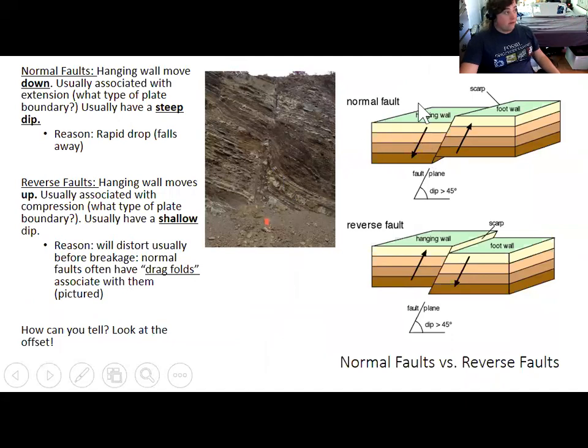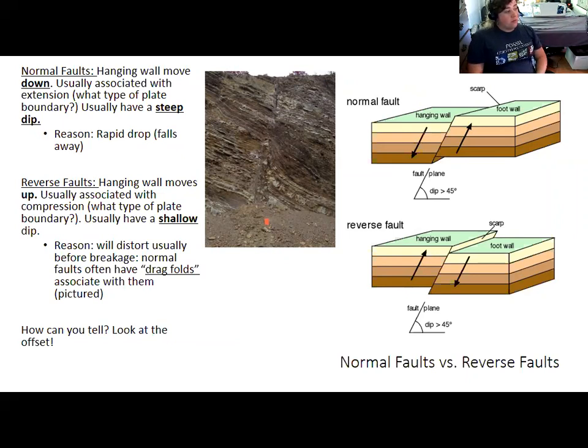And this is a feature that we see in places like Death Valley, where actually in an ocean you were getting oceanic crust, and you were getting a rift valley that never got wide enough, that never extended far enough north or south to let ocean water in. But normally normal faults will usually be really steep, because the hanging wall drops down pretty rapidly.